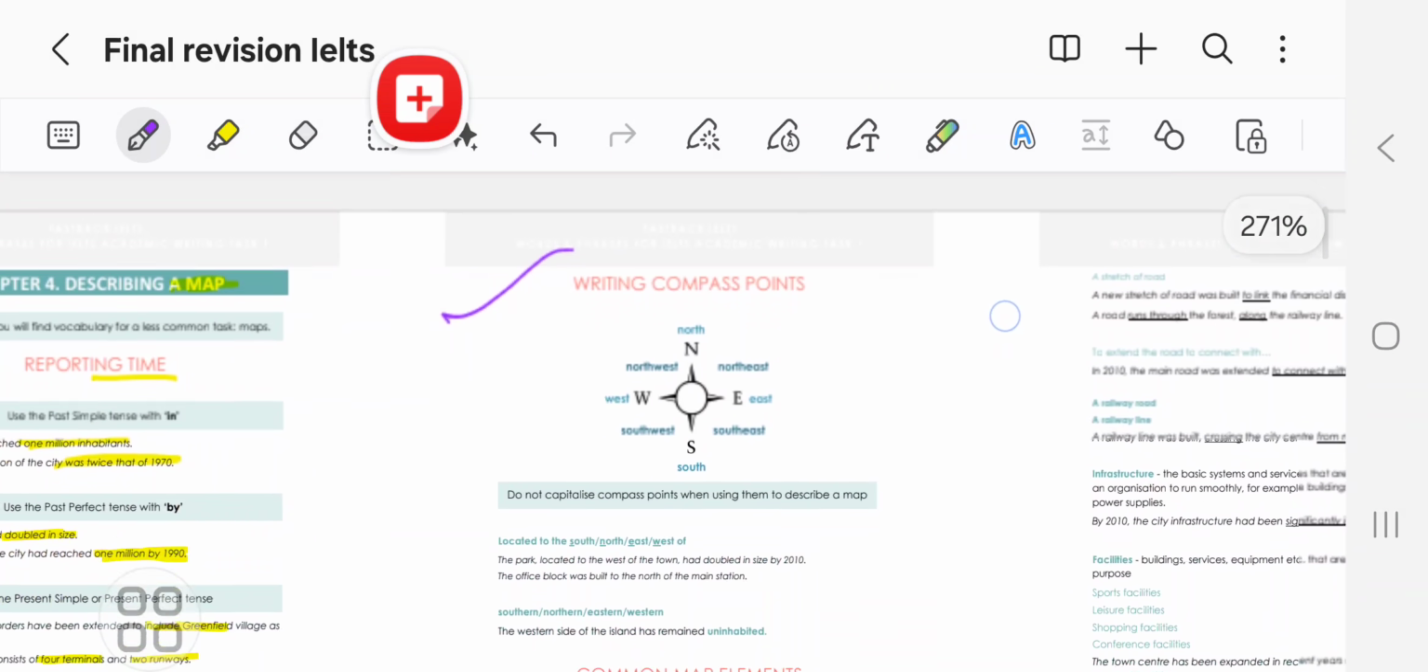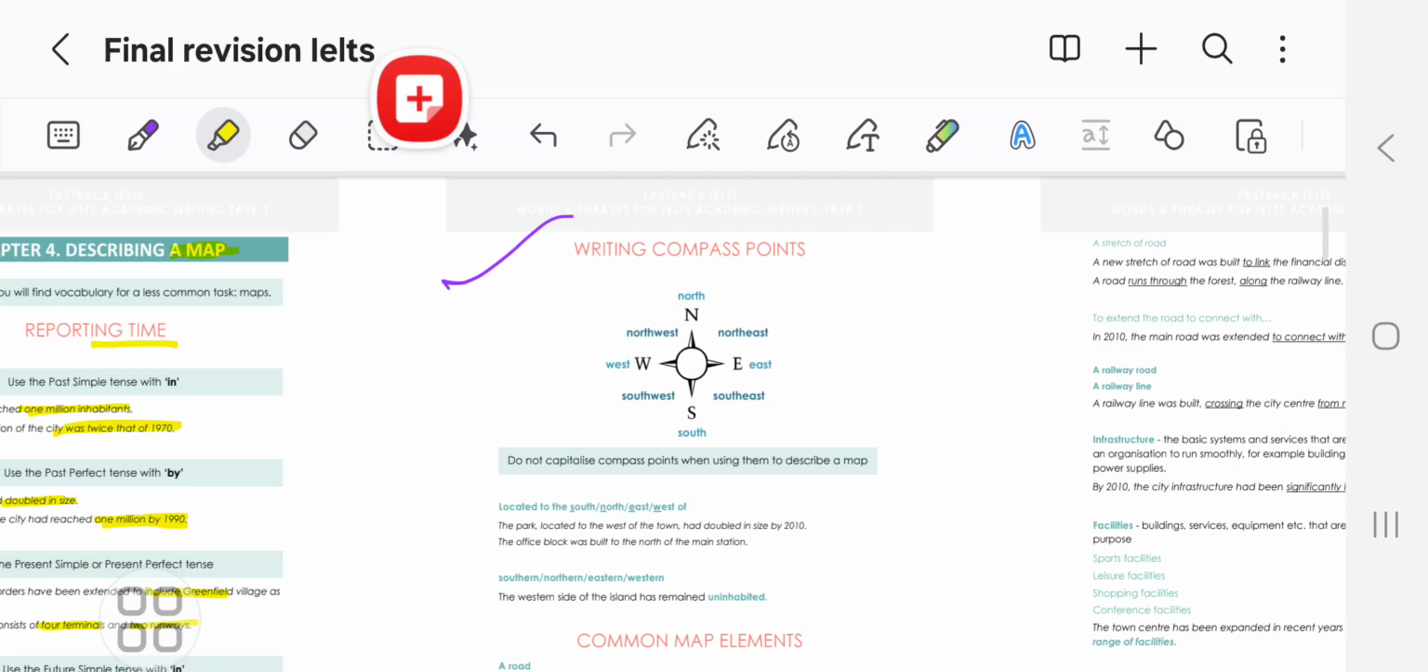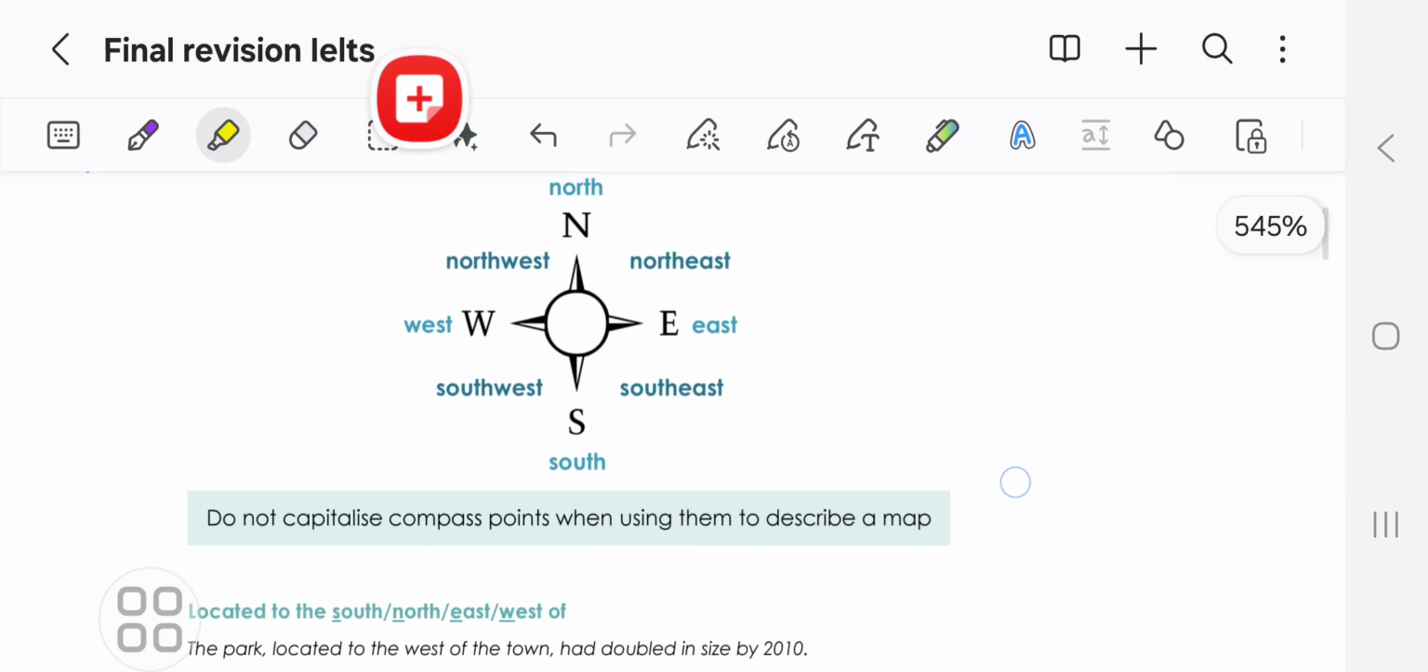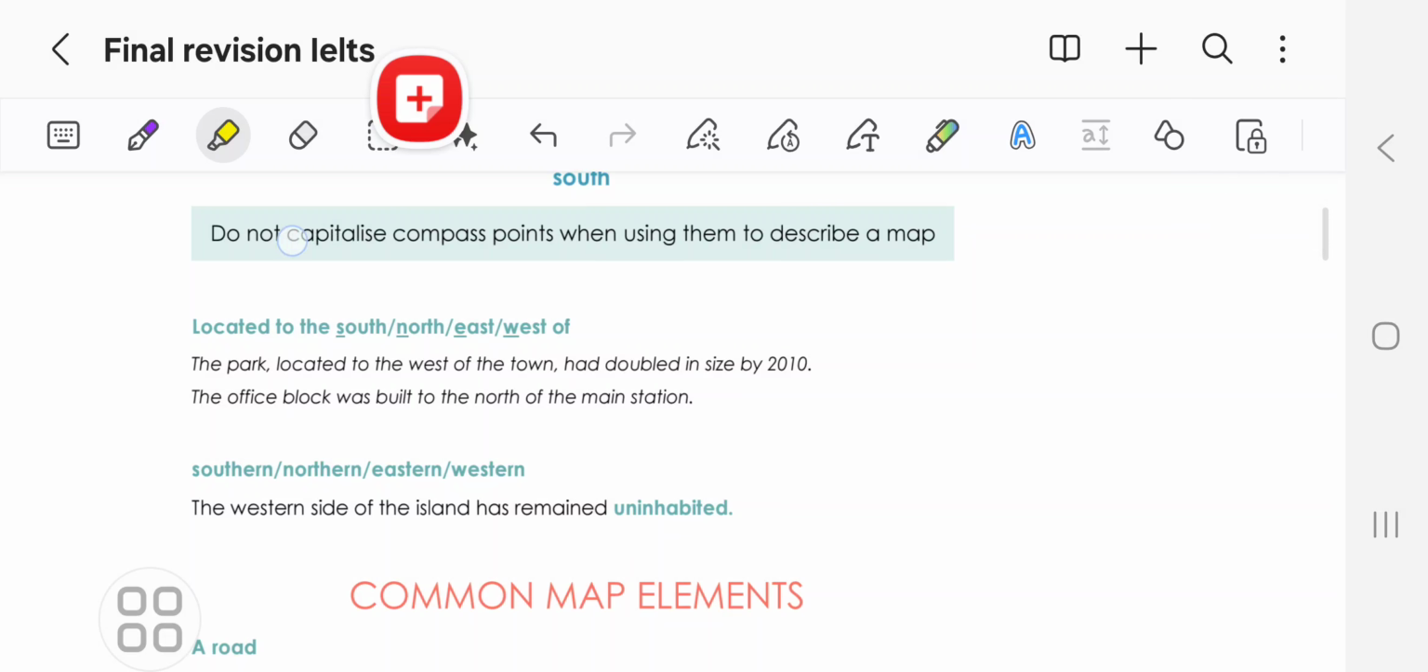Okay, and then you have different compass points to talk about. So writing compass points, there's northeast, east, you know everything. Do not capitalize, remember one thing, do not capitalize compass points when describing the map. The park located in the west has doubled in size by 2010. The office built in the north of the main block. Located to the south, to the west. The western side of the island remained uninhabited.